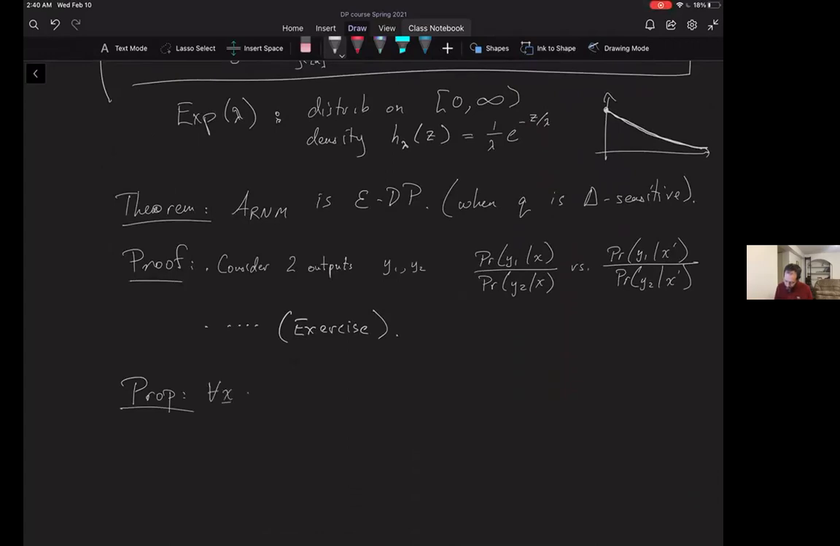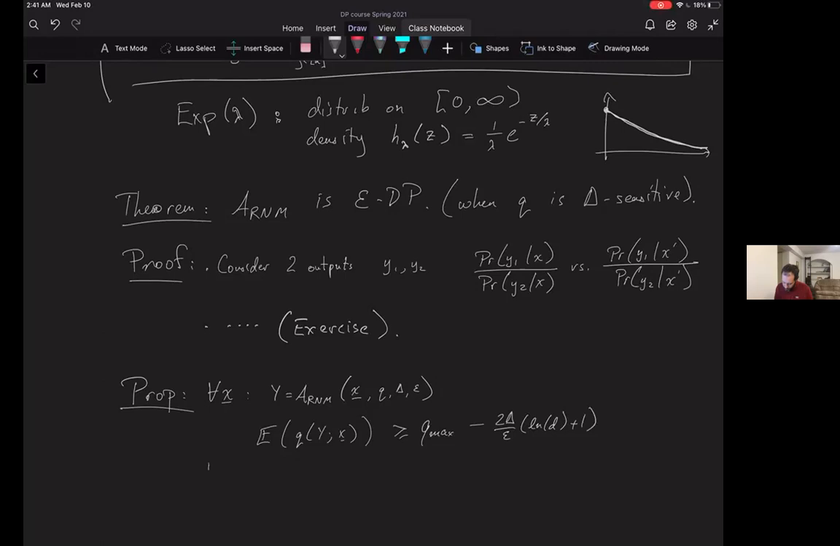we have the following: if y is the output of the report noisy max mechanism on input x and q and delta and epsilon, again, we get the same sort of statements we had before. So the expectation of q of y is at least q max for this x minus 2 delta over epsilon times log of d plus 1.